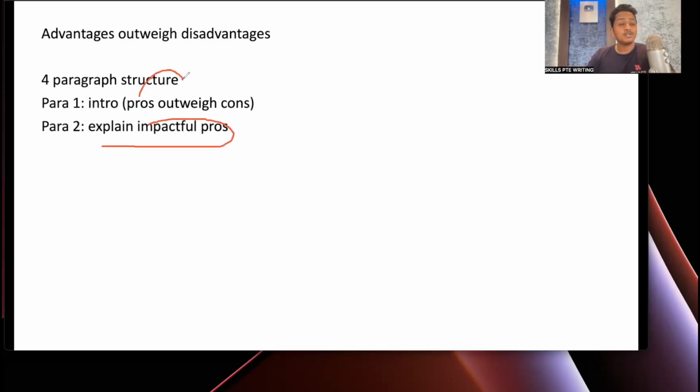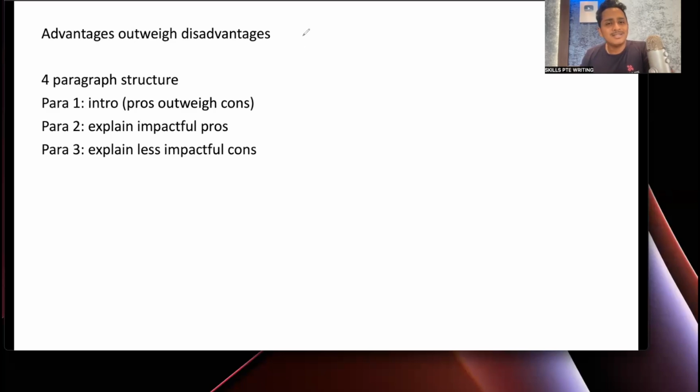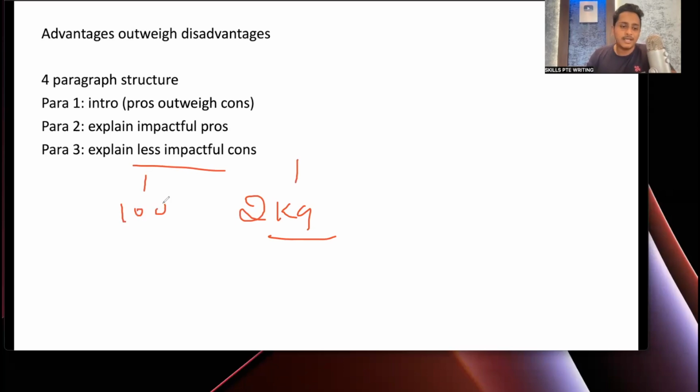If you say pros outweigh the cons, it means let's say pros weigh 100 kg, cons weigh 10 kg. Now write an impactful advantage. One is enough, but that should weigh 100 kg. Then para 3, write a less impactful disadvantage, cons. One is enough, but it should weigh only 2 kg. One advantage, 100 kg weight, means impact should be big. One disadvantage, it's not a big disadvantage and all.